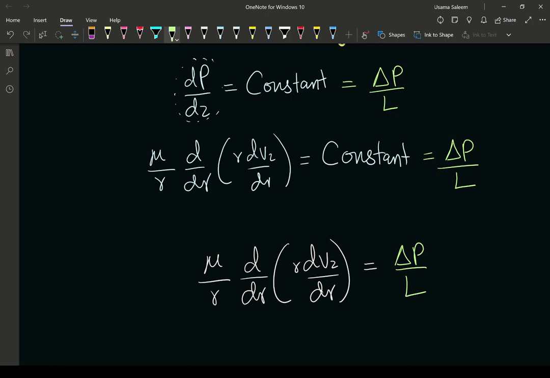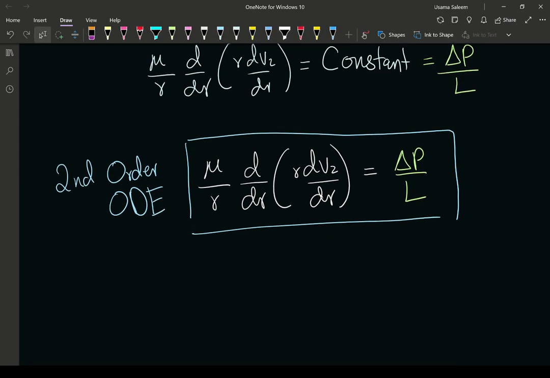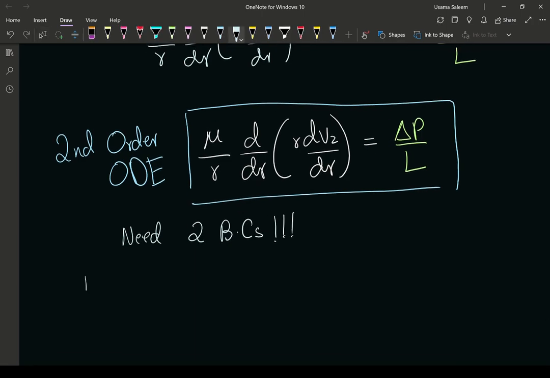A second order ordinary differential equation once again. And how many boundary conditions are we gonna need? We're gonna need two boundary conditions.